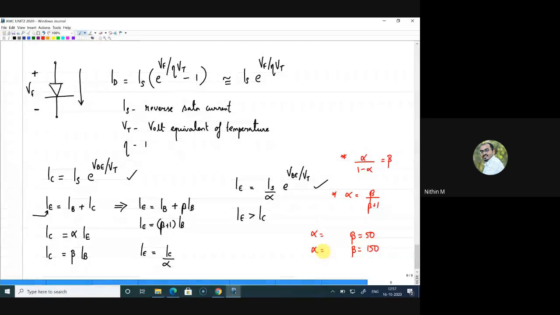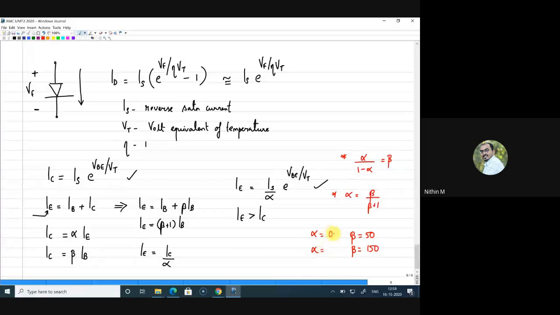All right. Alpha for beta 50 is 0.98 and alpha for beta 150 is 0.99. Right. Yes. So we will refer to this again. Even though beta is changing by large numbers, the change in alpha is very, very small. Yes. Thank you, Bhavana, Manikandan, Abhirami, Sai Kiran, Kirtana.